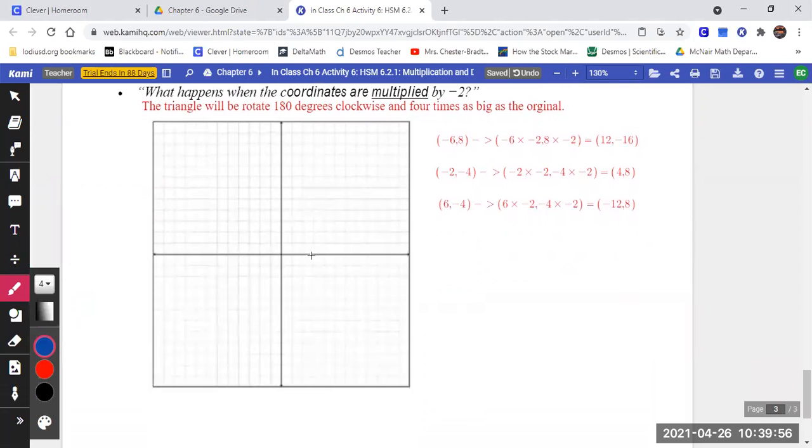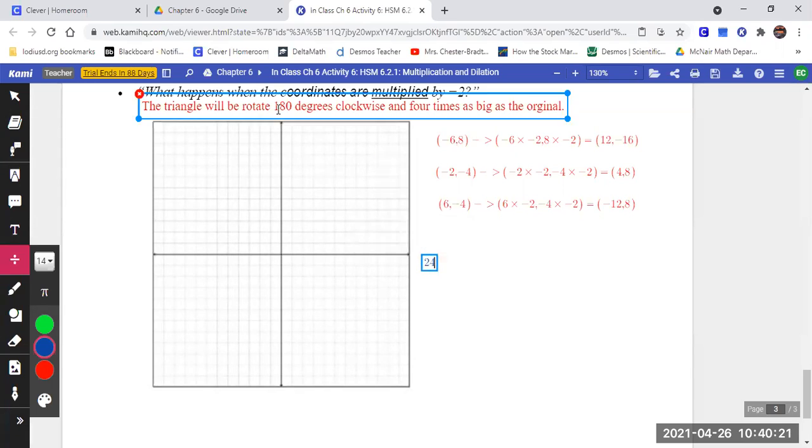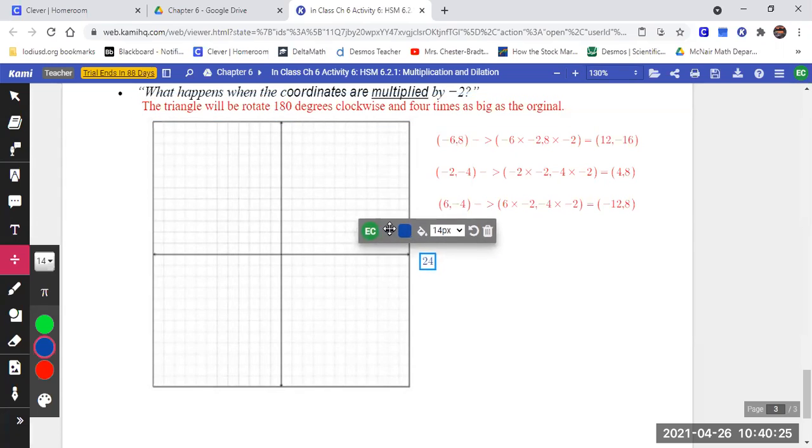1, 2. Can I fit -16 on here? No, I've got to make my lines worth 2. Okay? Because this only goes out 1, 2, 3, 4, 5, 6, 7, 8, 9, 10, 11, 12. So I can't fit. So I have to go by 2s. So step 1, we're going to say that this is 20. No, 2s, 24. Okay? So you have to go by 2s.